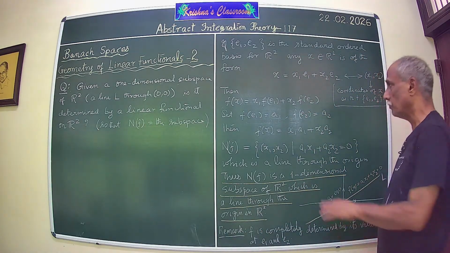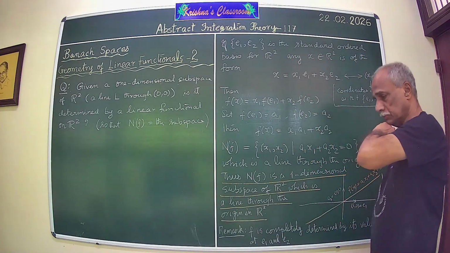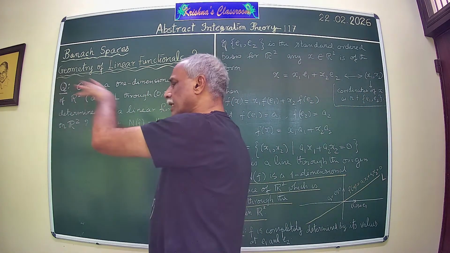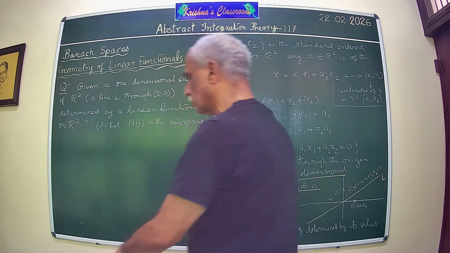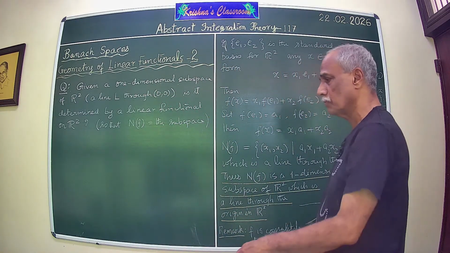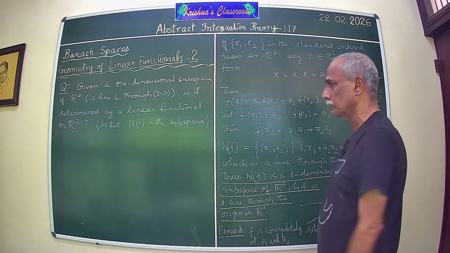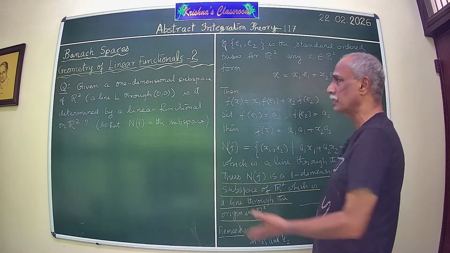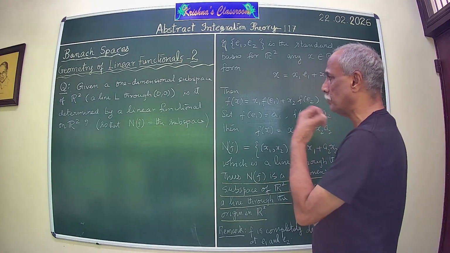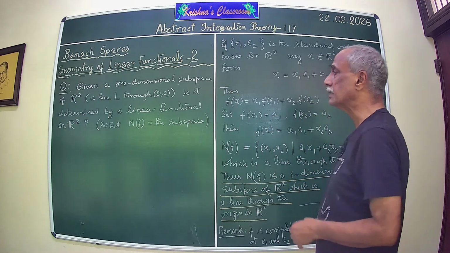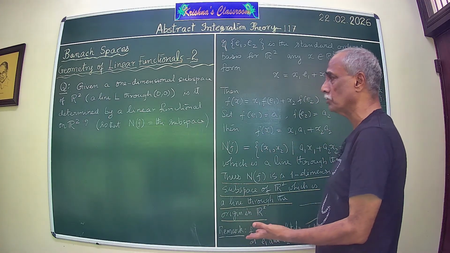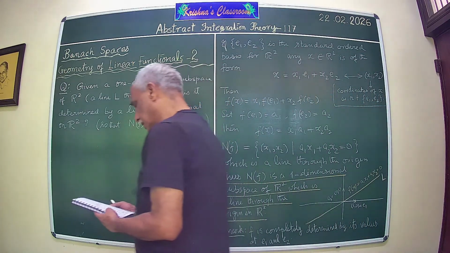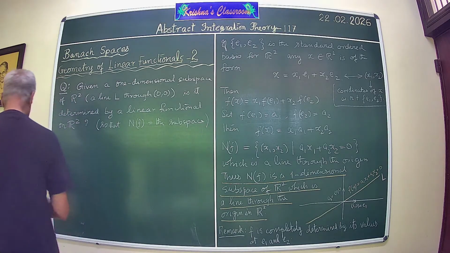So that's the question. First we observe that given a linear functional, it determines a subspace, a line passing through the origin, which is a one-dimensional subspace of R2. Now the converse question we are asking: given a one-dimensional subspace of R2, that means a line passing through the origin, is it determined by a linear function on R2? If so, how do you get hold of this particular linear function? So this is what we were exploring.